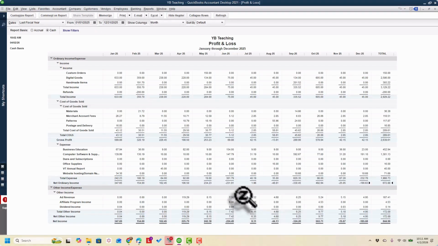Okay. So this is money that you get because you have a business, and it's really kind of like icing on the cake because you really don't have to do a lot in order to make this income. And then bottom line is our net income. That's our ordinary income plus our other income. This is the amount that we're going to be taxed on.